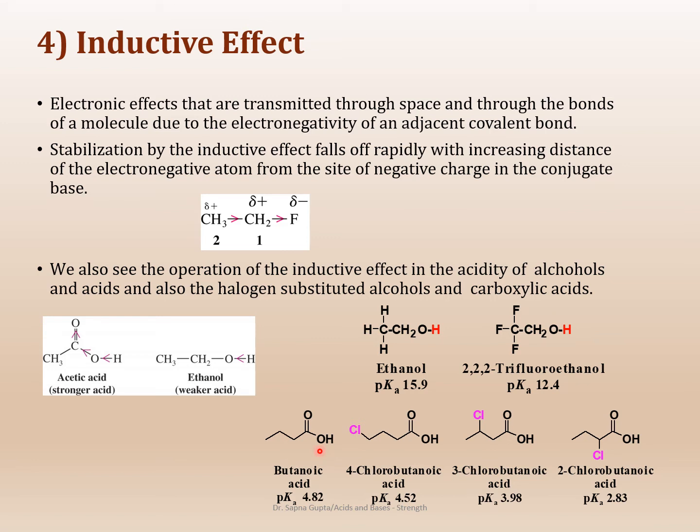And here are some comparisons for this acid, where you start with no chlorine on butanoic acid, then 1 chlorine at the end, and then the chlorine moves closer, and then the chlorine moves even closer to the ionizable hydrogen. And then you can see the change in the pKa. By the time the chlorine is the closest to the H over here, it's a nice strong acid. So that's how inductive effect works.